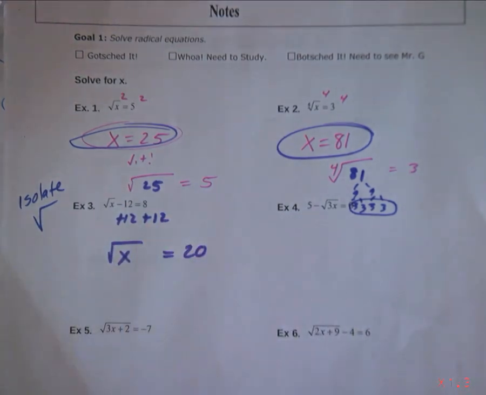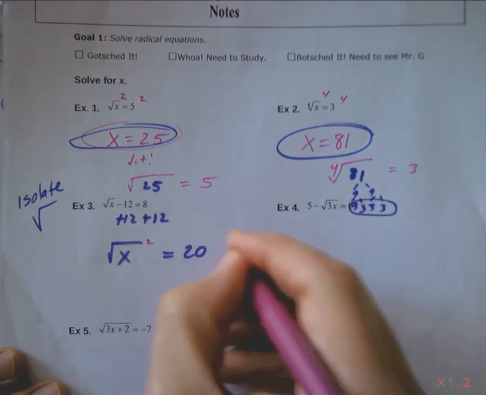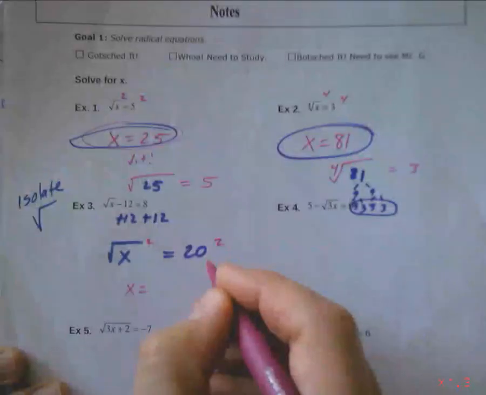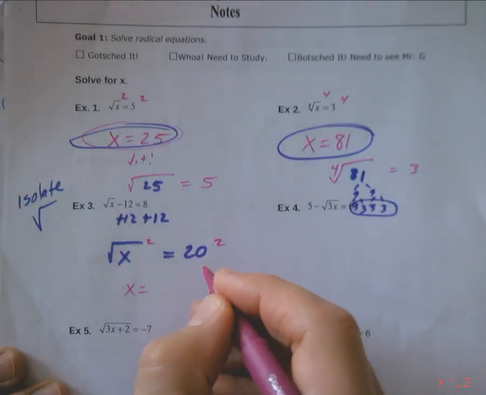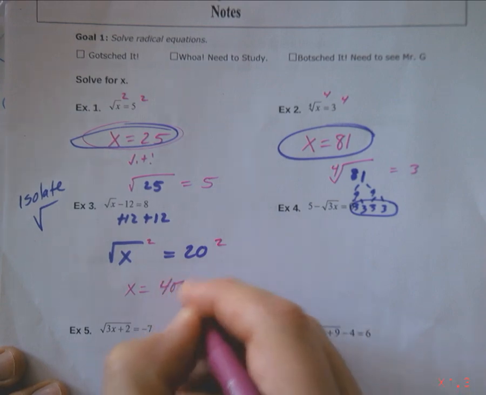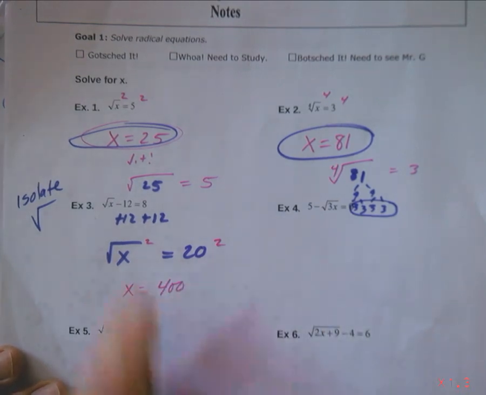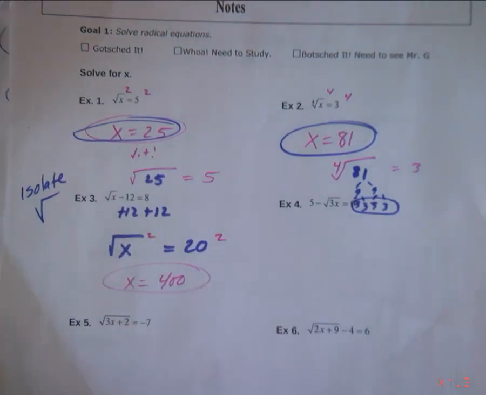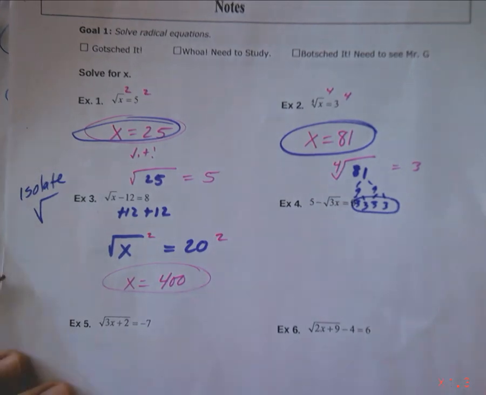And then how do we get rid of square roots? We square it. So we end up with x equals, and then 20 squared, 20 times 20? 400. 400. And if you want to plug that in, you can. Either plug it into the original, and it does work out. Okay. Do you guys have any questions there?